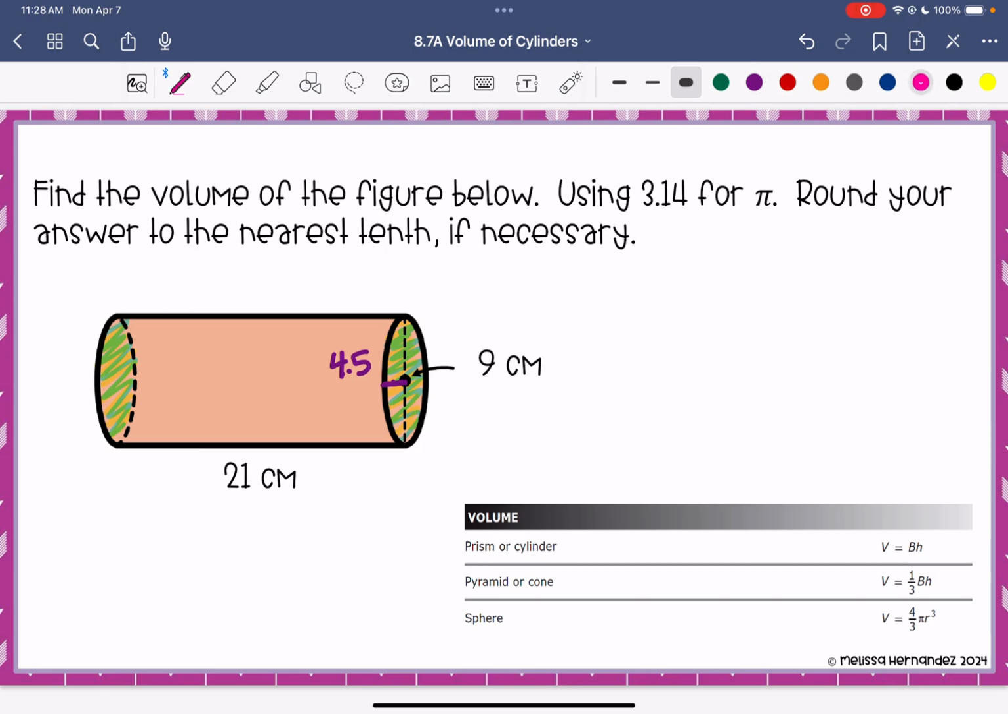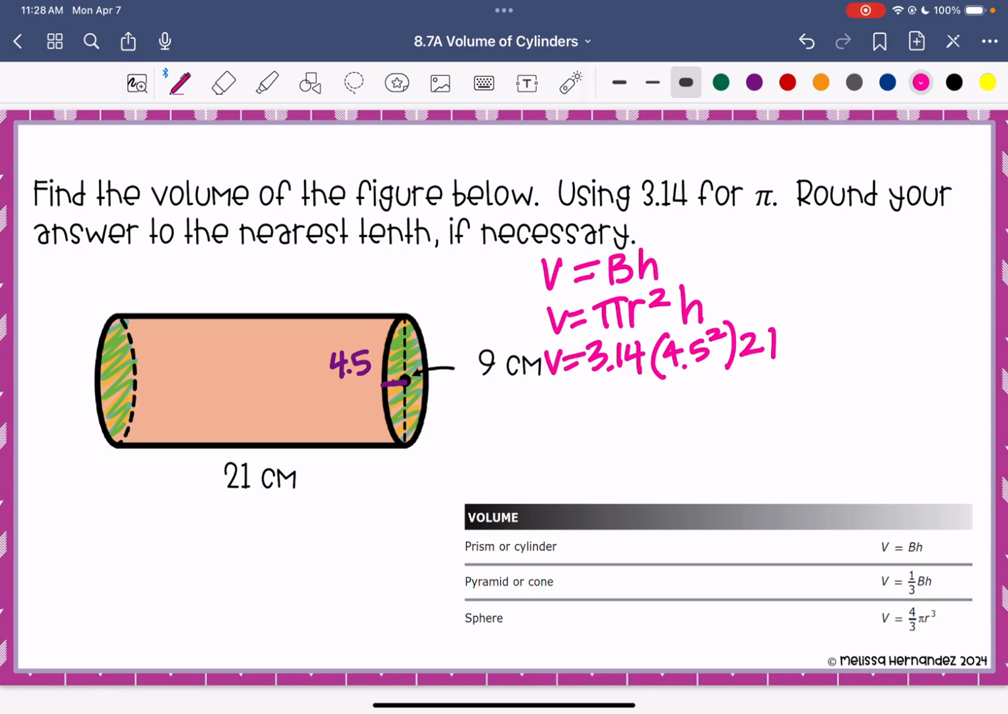And so the formula is volume equals area of the base times height. I'm going to replace that capital B with pi r squared just for the simple fact that that's what I'm going to need to solve for that area of the circle. And then I'll start plugging in now. So I'm using 3.14 for pi. And then the radius is 4.5. And then the height is 21.